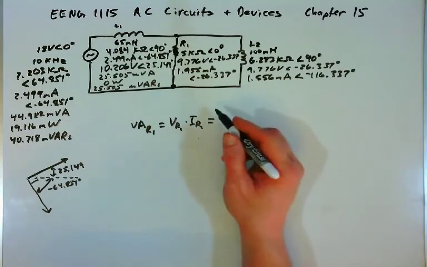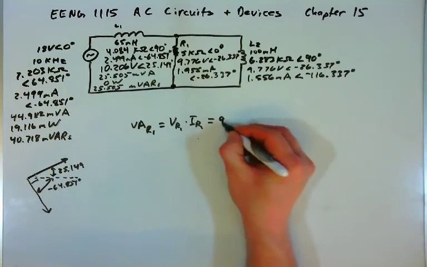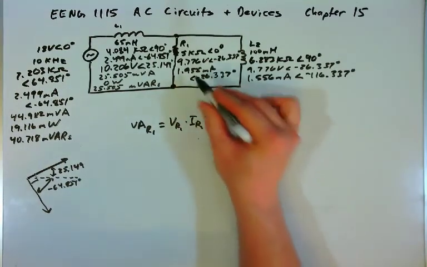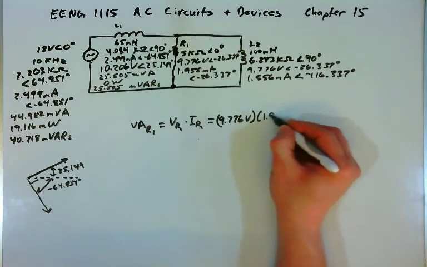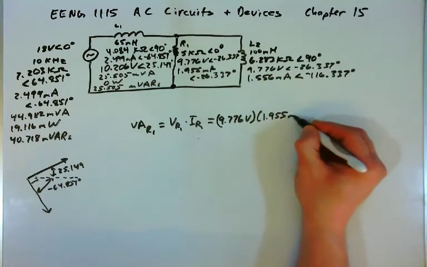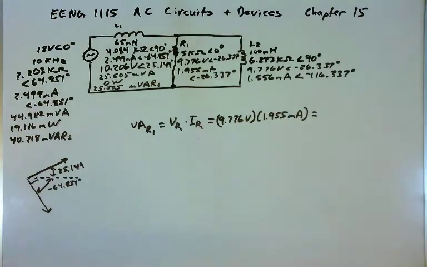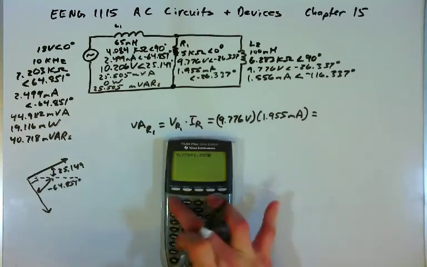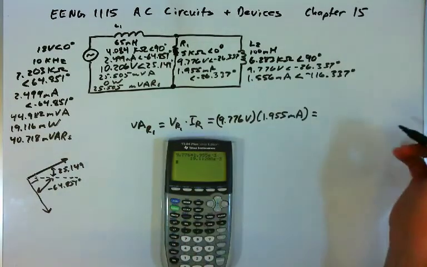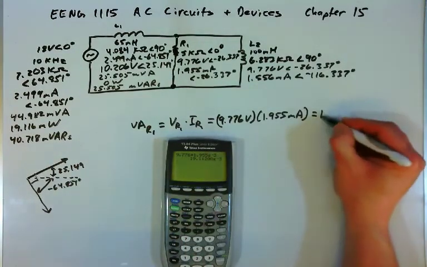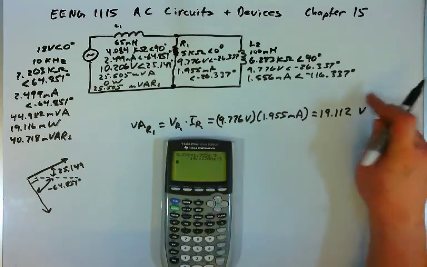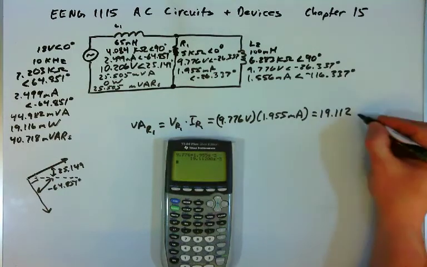The voltage is 9.776 volts. We'll multiply by 1.955 milliamps, and we get 9.776 times 1.955 milli is 19.112 volt amps. Oh, millivolt amps.